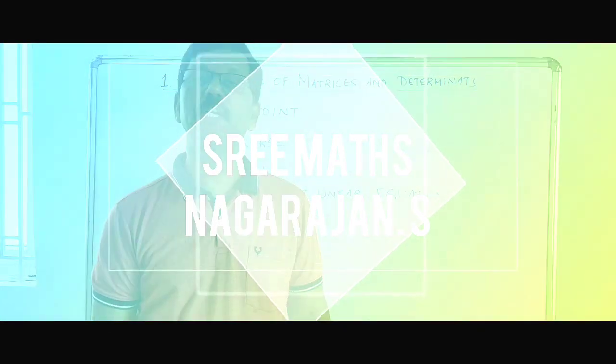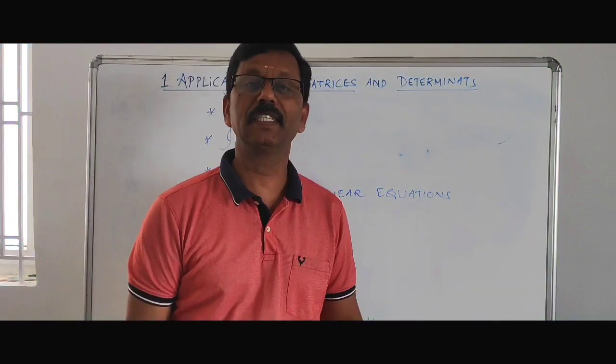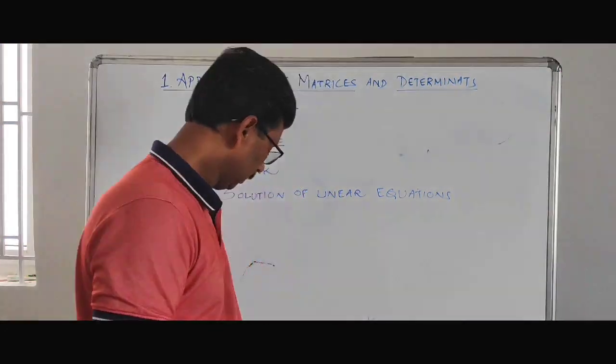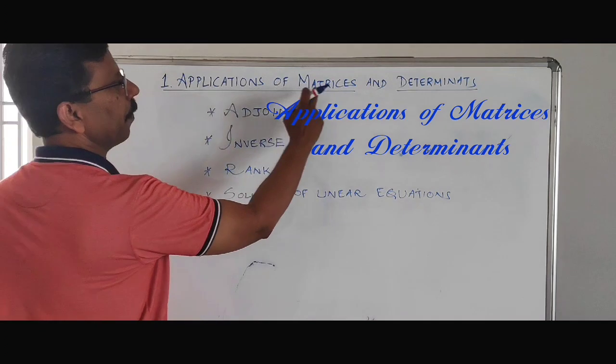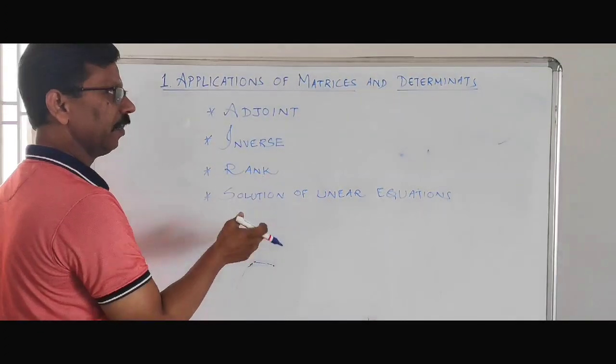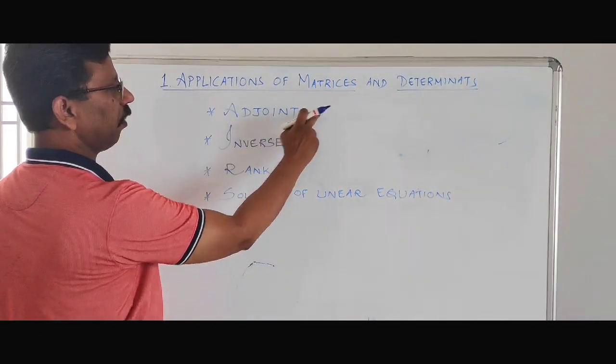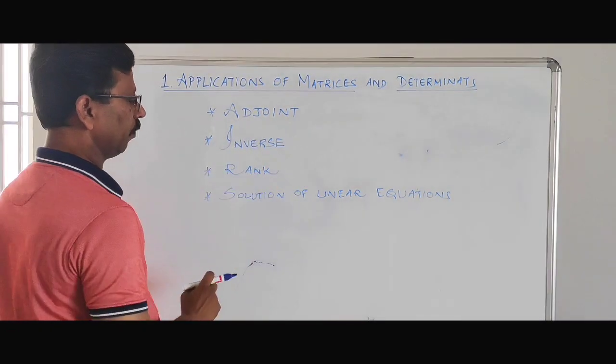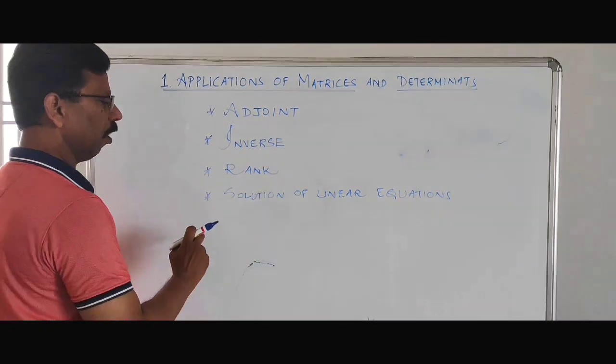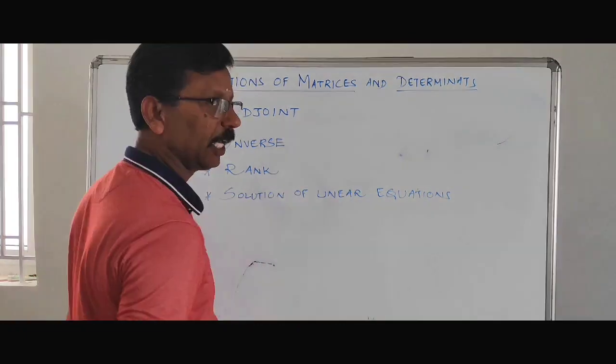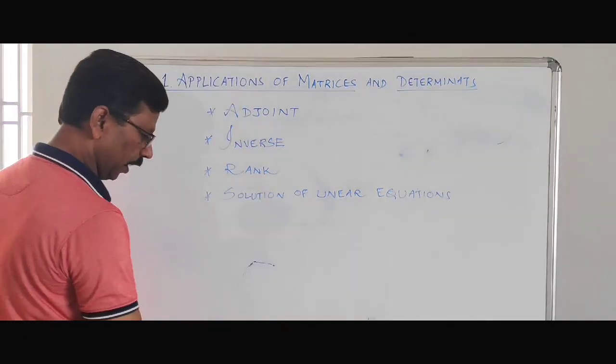The first chapter of 12th standard. The first chapter is applications of matrices and determinants. See here, the applications of matrices and determinants. Under this heading, we are going to see the adjoint of a square matrix, inverse of a square matrix, rank of a matrix, and last the solution of linear equations. Now let us see one by one.